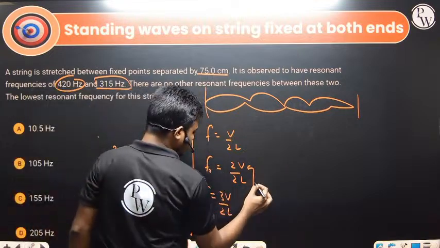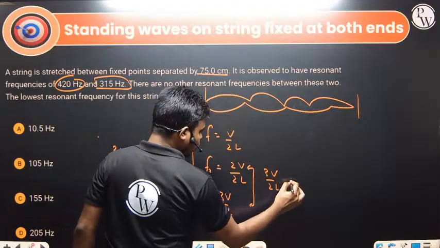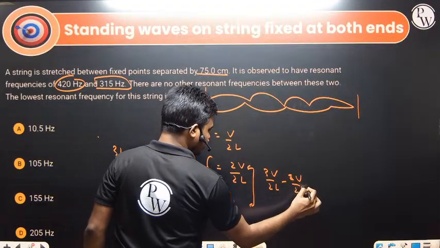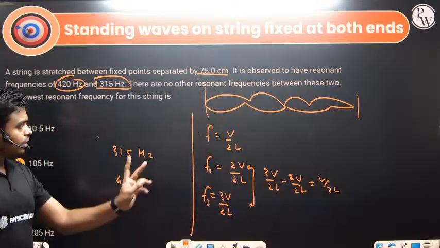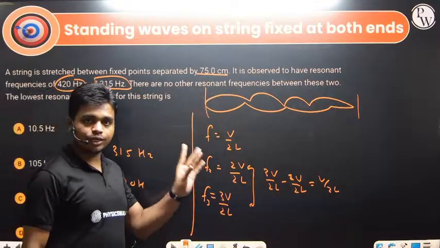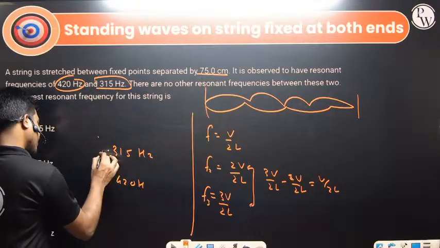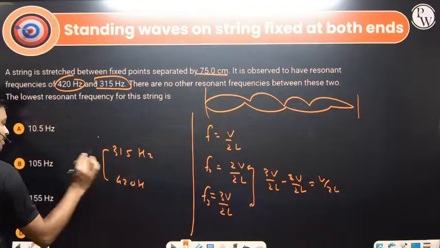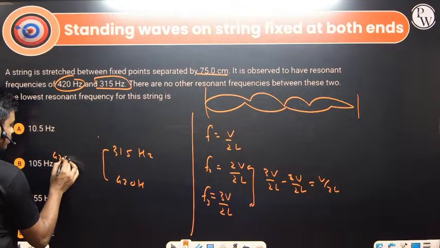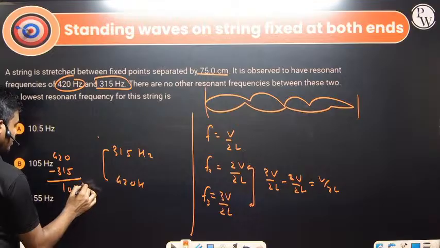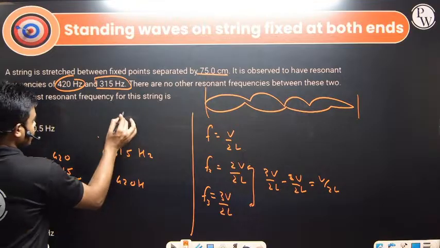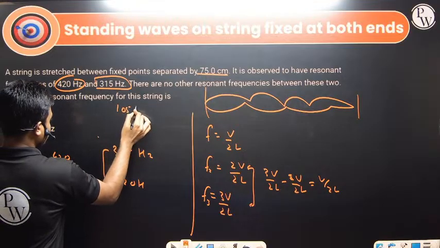If I subtract this one, I'll be getting 3v by 12 minus 2v by 12. So what is that? V by 12. And what is V by 12? That is the fundamental frequency of the string fixed on both ends. So here, what is the difference we are getting? 315 minus 420, that is minus 315. What is the difference we are getting? 105 hertz. Okay. So the first fundamental frequency is 105 hertz.